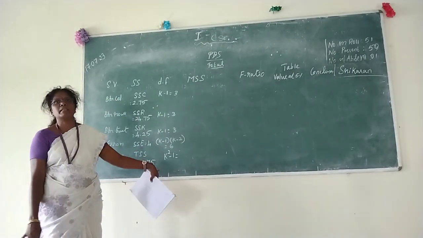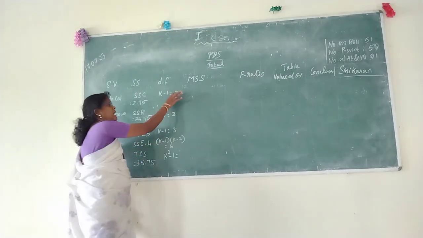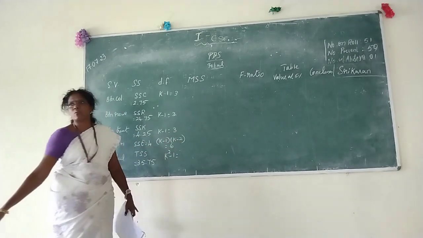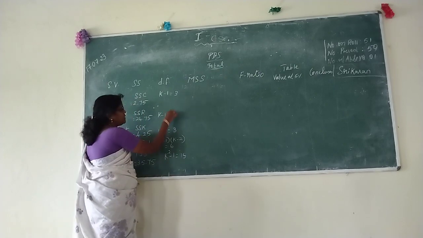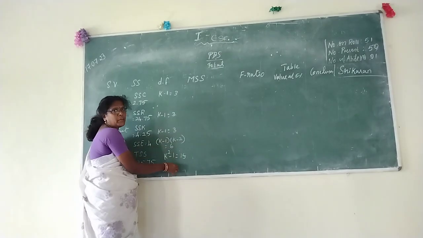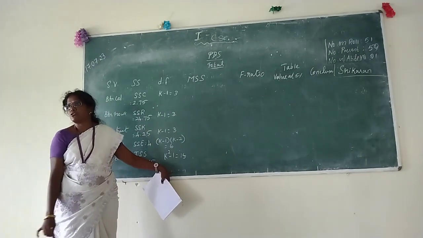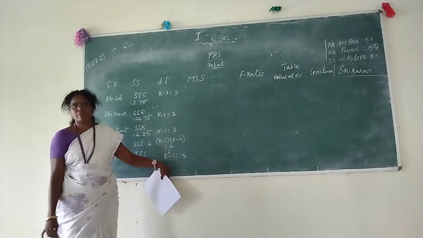Correct the degrees of freedom. What is your K value? 4. This is the K minus 1 value. Be careful. So K square minus 1 will be 15. So when you add these four values, it should be equal to 15. So these two are a cross verification to check whether the sum of squares and the degrees of freedom are right or wrong.